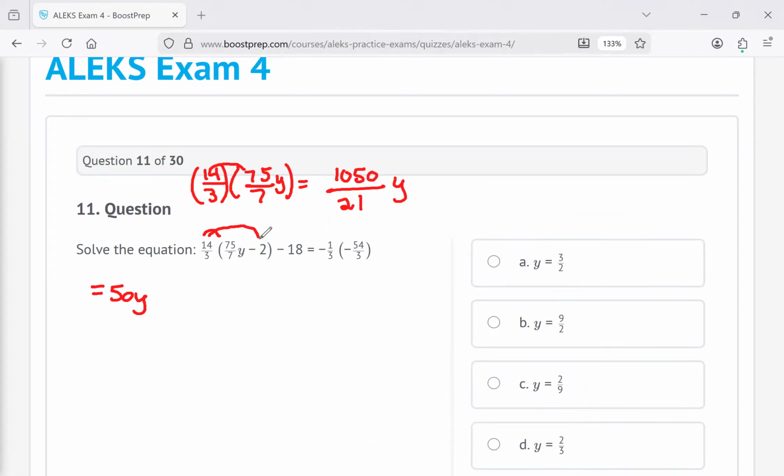And then continue across. What's 14 thirds times -2? That's -28. Right? Okay, darn, that doesn't get rid of the fraction. It's okay. Double check. 14 thirds times -2 is -28/3 equals, oh, don't forget the other side. So what's 14 thirds times -18?